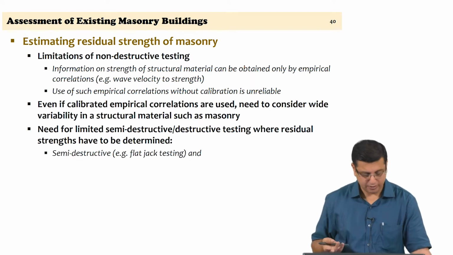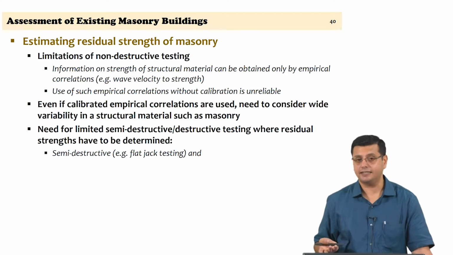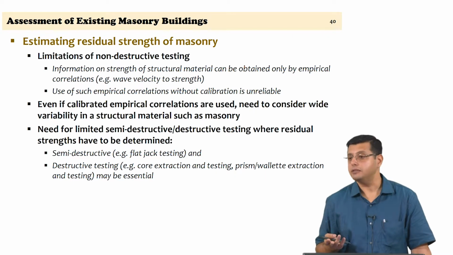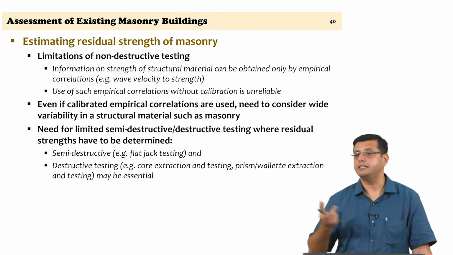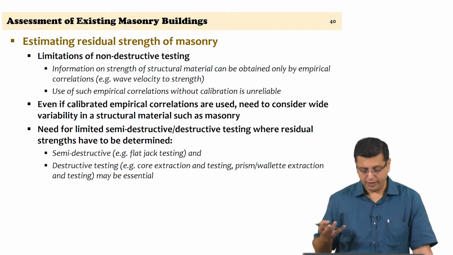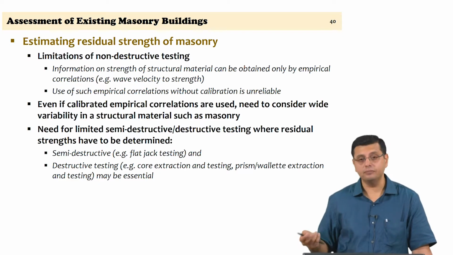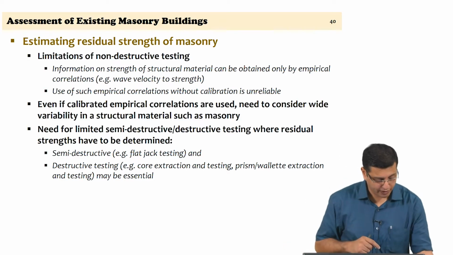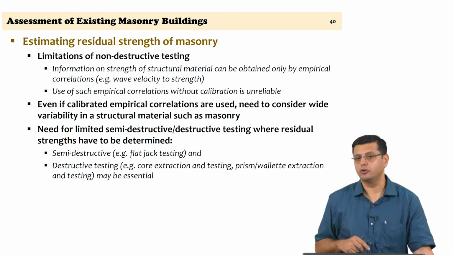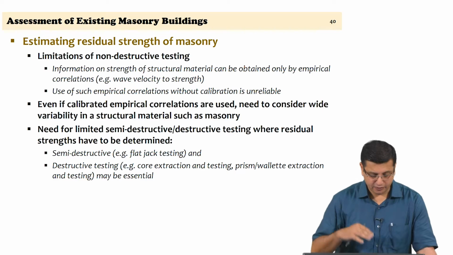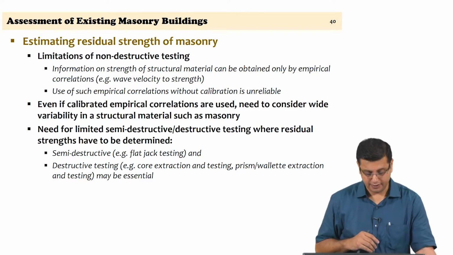So, there are some tests. One of the tests that we will be looking at is called the flat jack testing, which is a semi-destructive test. You could also do something else, which is you can extract material from the structure, which is rather invasive, but in some cases it is possible that this works. You can extract a core, you can extract a prism, a small wallet, and test it in a laboratory, and you will be able to get the residual strength. So, this is something that we need to look at a little bit in detail, because there are some do's and don'ts clearly as far as semi-destructive and destructive tests are concerned.